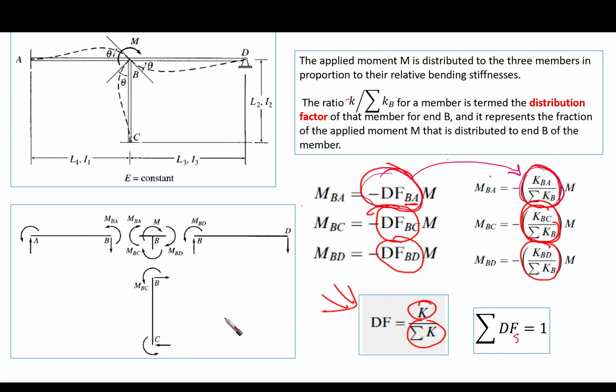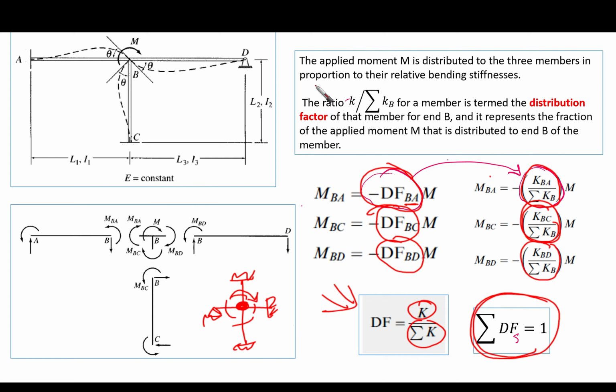So if I have, for example, something like this, and we have different ends here, then if I'm going to talk about this point, I will have some applied moment here like this. I will have 1, 2, 3, 4 different distribution factors representing every member framing into the same point. Okay, what is the summation of the distribution factors? They should be 1.